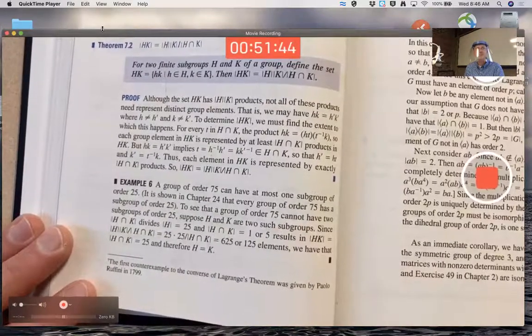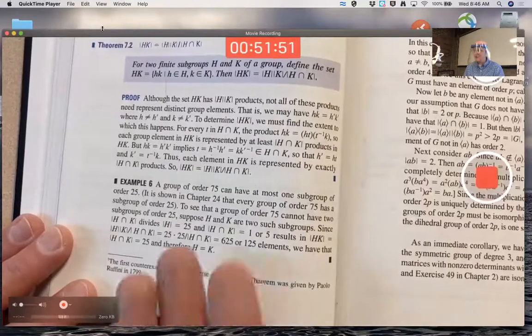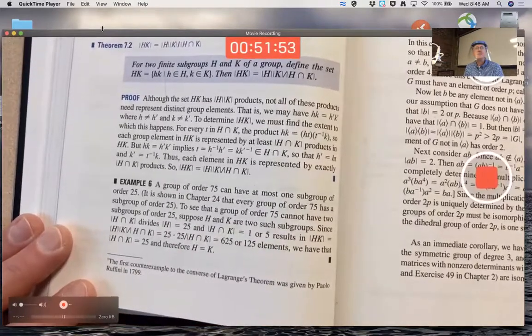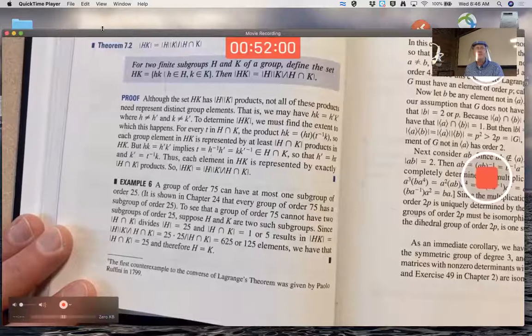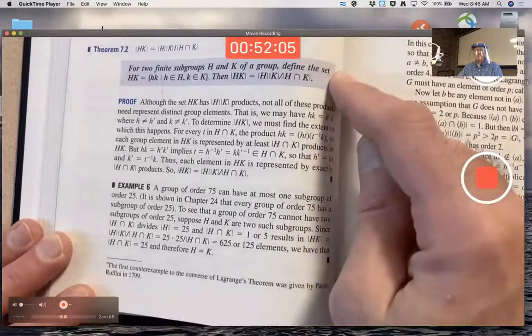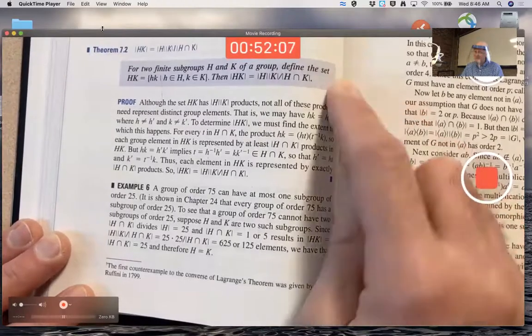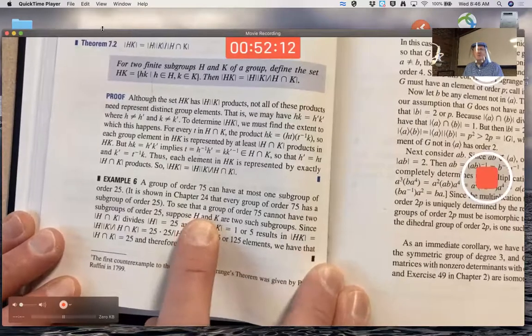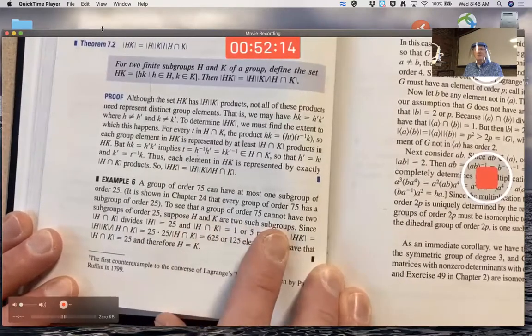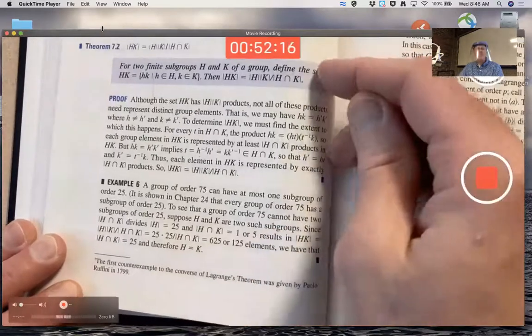Certainly a cyclic group of order 75 would have a unique subgroup of order 25 by the fundamental theorem of cyclic groups, but there's no assumption that G is cyclic. You might also wonder whether G would have to be cyclic if it has order 75, but that's another issue. And it's using this theorem here. Suppose you've got two subgroups of order 25.